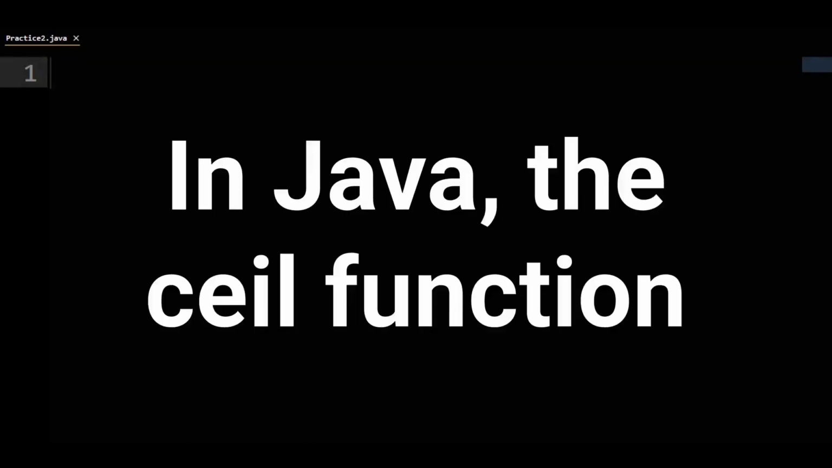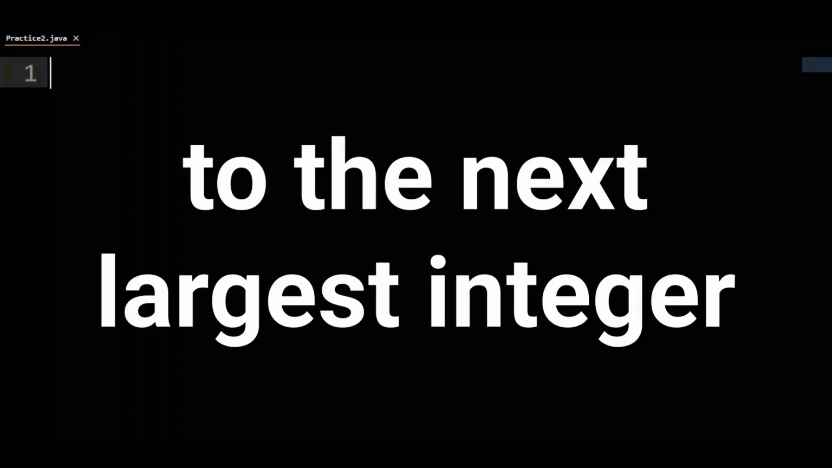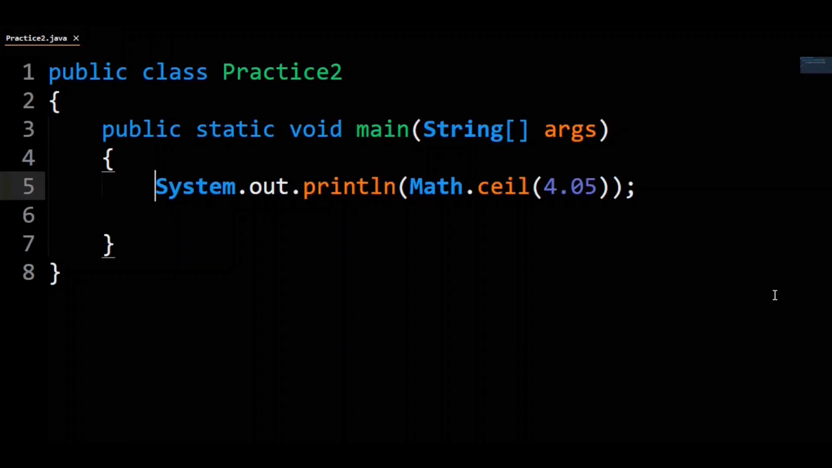In Java, the ceil function from the math class rounds up to the next largest integer. For example, ceil of 4 and 5/100ths rounds to 5, as that is the next largest integer. Do note that ceil returns a double value, so it returns 5 as a double, not 5 as an integer. Ceil of negative numbers stays consistent, but you have to think about it for a bit.